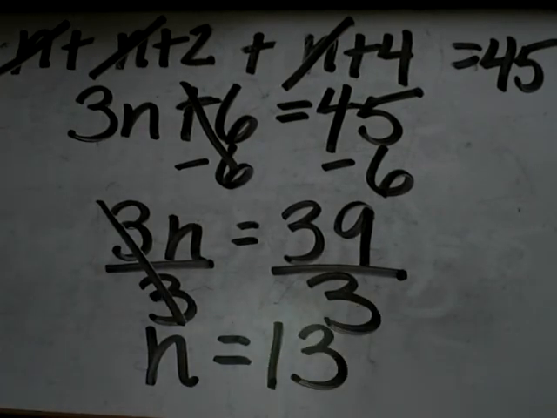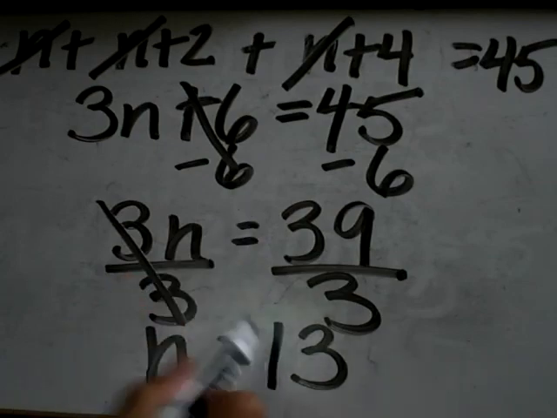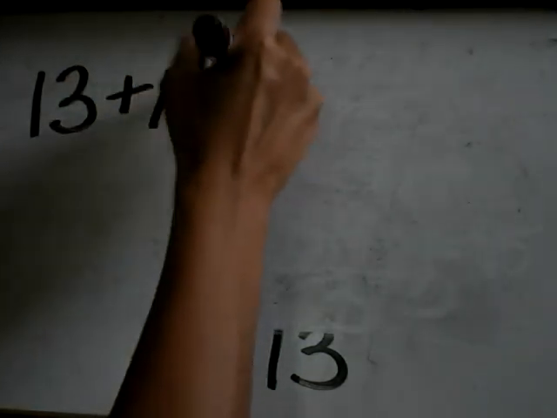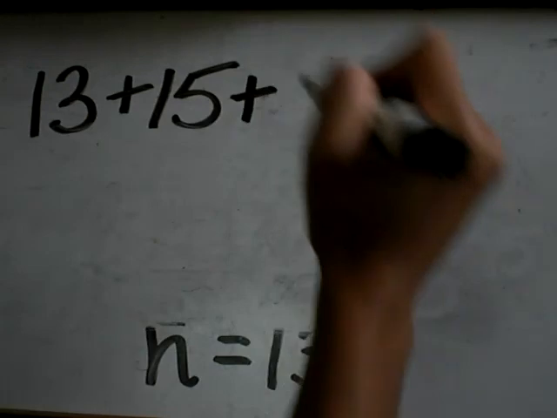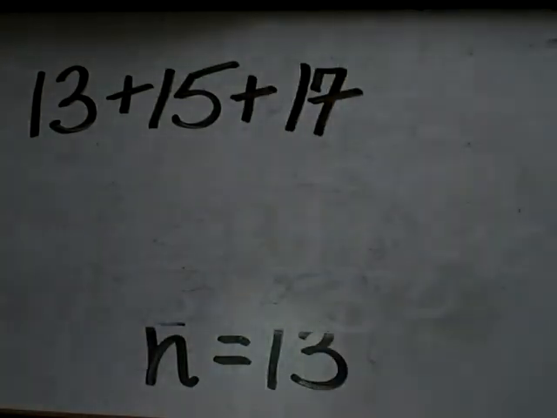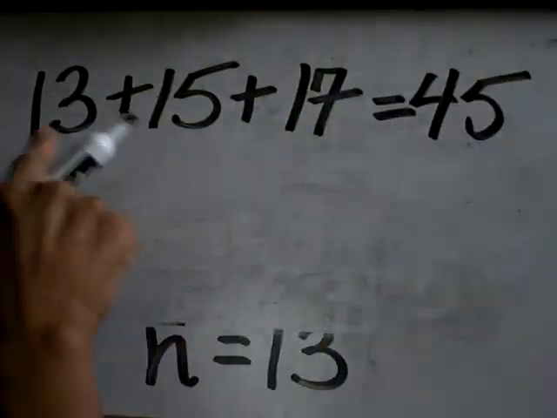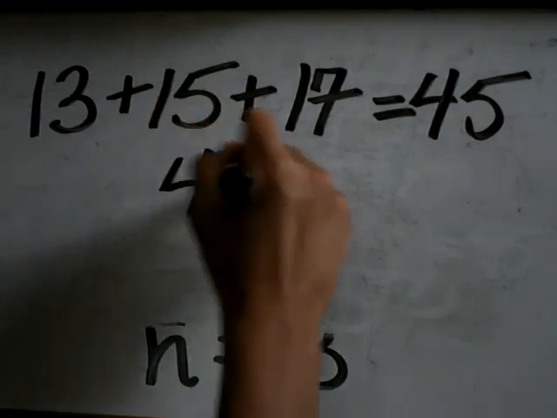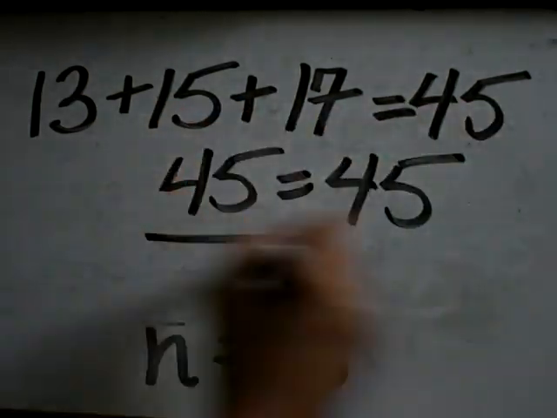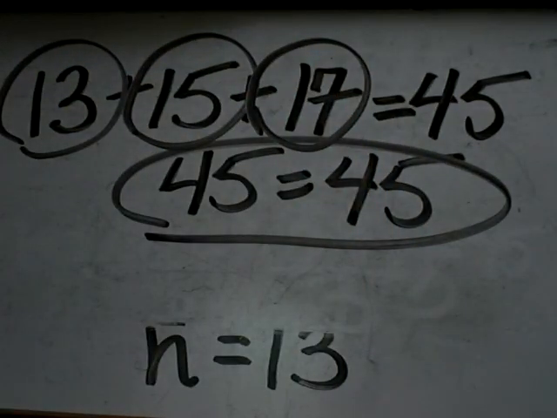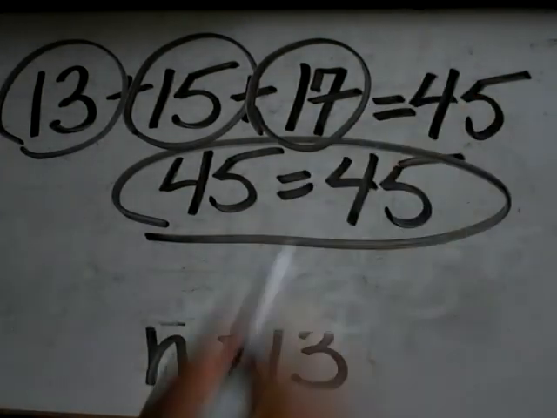We're not done yet. We know that the first odd integer is 13, and the next consecutive odd integer should be 15. The next one should be 17. Does that in fact equal 45? We can double check. Yep, it sure does. 45 equals 45. So these are the 3 consecutive odd integers whose sum equals 45.